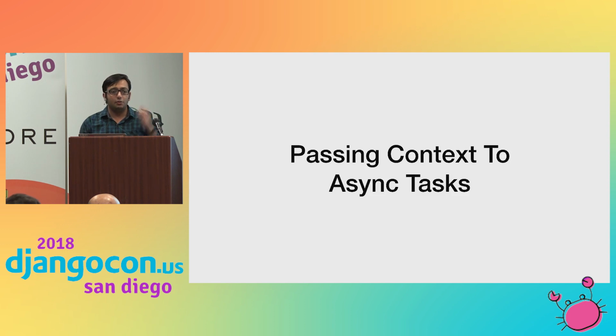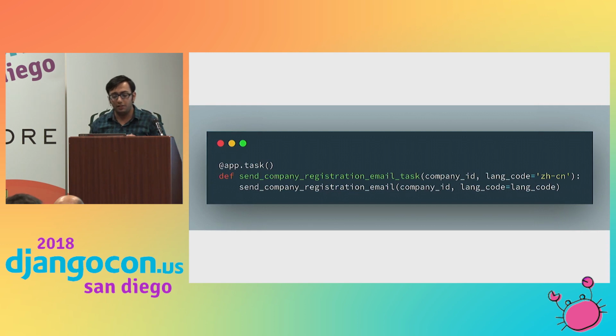We discussed that the request-response cycle exactly knows which language is being requested by the client. But what if you are using async tasks such as the Celery queue? How does your async task know what language was there when it was called? So whenever the async task is called, the caller should supply the info for the language. Otherwise, we'll have the default language already set. So I have this send company registration email task here, where I have defined the default language code to be Chinese because this was a Chinese app.